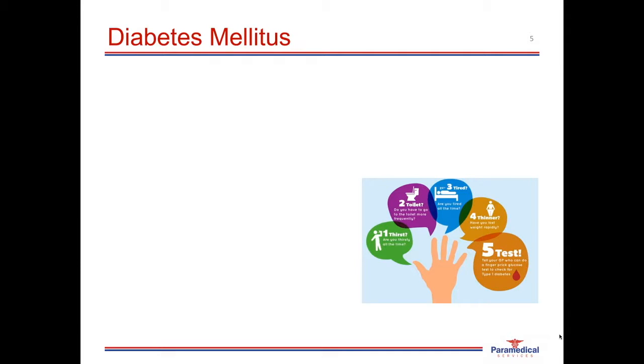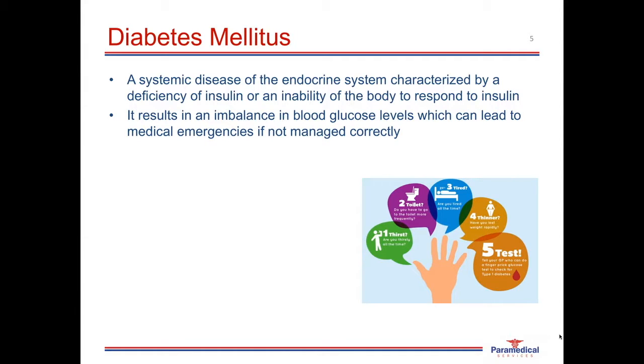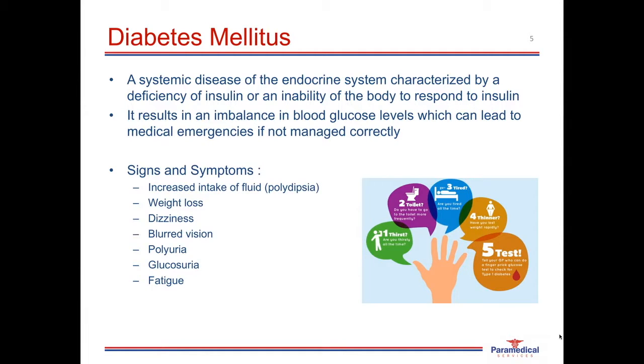Just as a recap from that educational video, diabetes mellitus is a systemic disease of the endocrine system characterized by deficiency of insulin or an inability of the body to respond to insulin. This results in an imbalance in the blood glucose levels, which can lead to medical emergencies if not managed correctly. Signs and symptoms of type 1 and type 2 diabetes are increased intake of fluids, called polydipsia, weight loss, dizziness, blurred vision, polyuria, so going to the toilet a lot, glucosuria, glucose in the urine, and fatigue or tiredness.